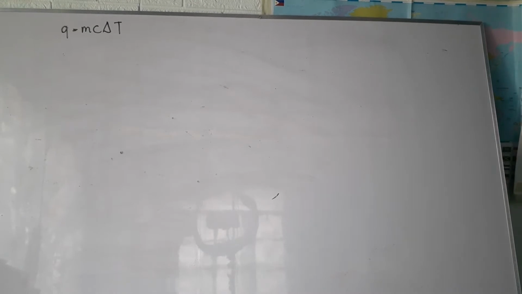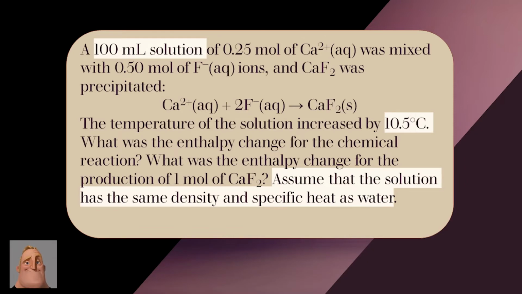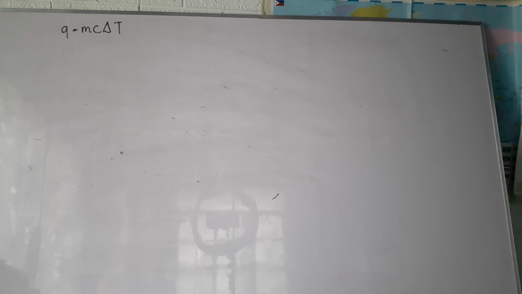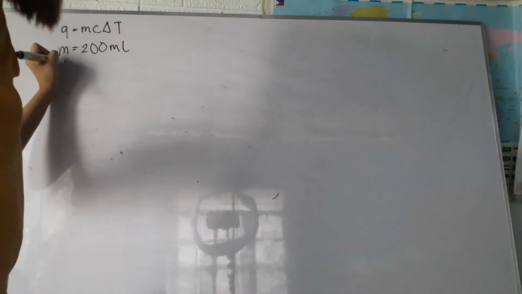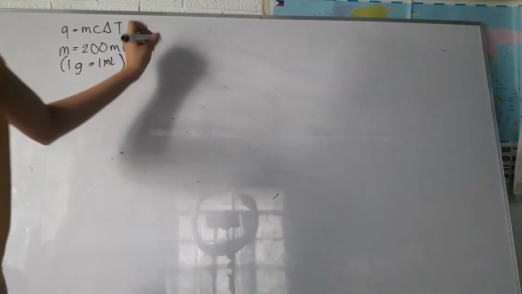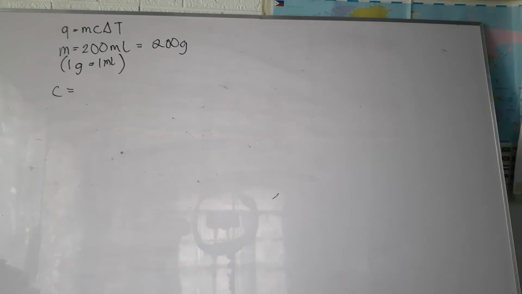Yan, pumunta tayo sa problem natin, problem number 2. So, given sa problem number 2, ano yung M natin? Ang M natin sa problem number 2 is 200 ml. So, i-convert natin into grams. And 1 gram is equal to 1 ml. And so, i-convert lang natin siya magiging 200 grams. Ayan. So, see natin, sabi doon sa problem, assume that the solution has the same density and the specific heat of water as water. Ayan.